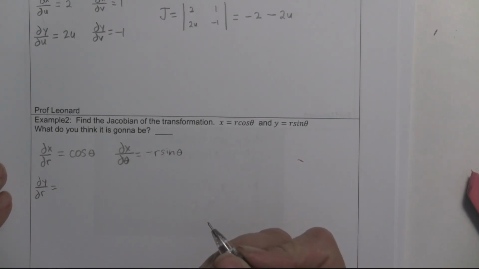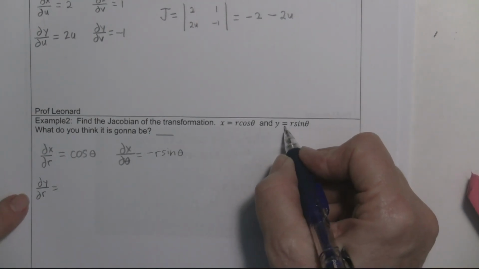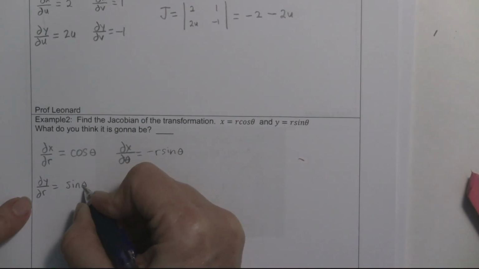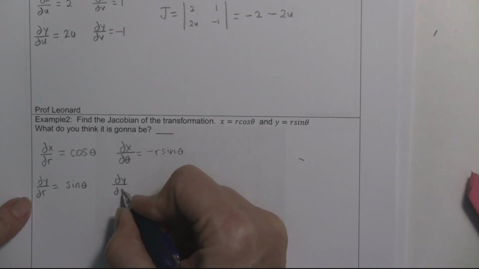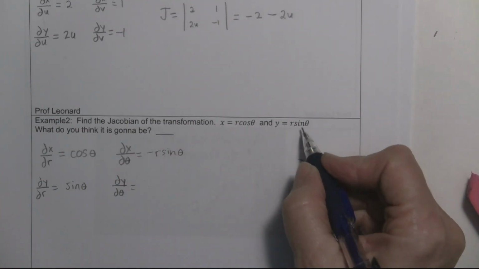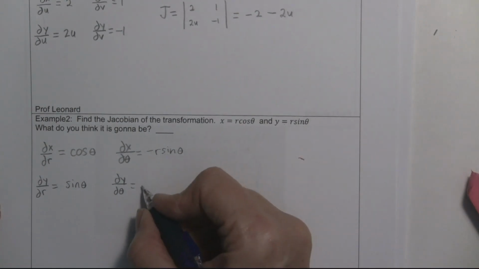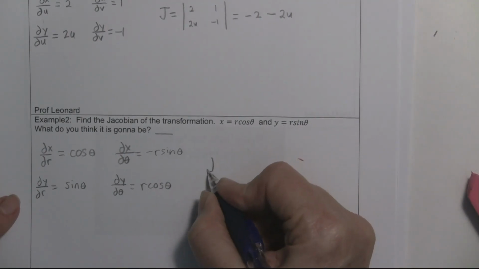Okay, I gotta concentrate. So go to y with respect to r, so that's sine of theta. And then right here, with respect to theta, now r is a constant and the derivative of sine is cosine. So r cosine theta. And then I want to find the Jacobian.